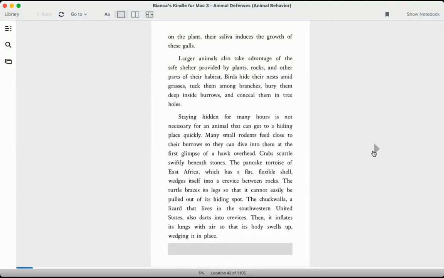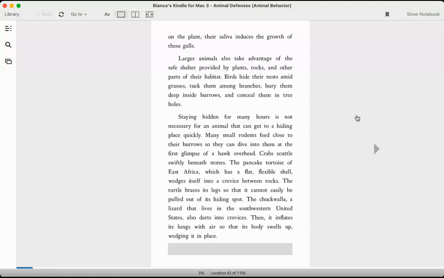Larger animals also take advantage of the safe shelter provided by plants, rocks, and other parts of their habitat. Birds hide their nests amid grasses, tuck them among branches, bury them deep inside burrows, and conceal them in tree holes. Staying hidden for many hours is not necessary for an animal that can get to a hiding place quickly.